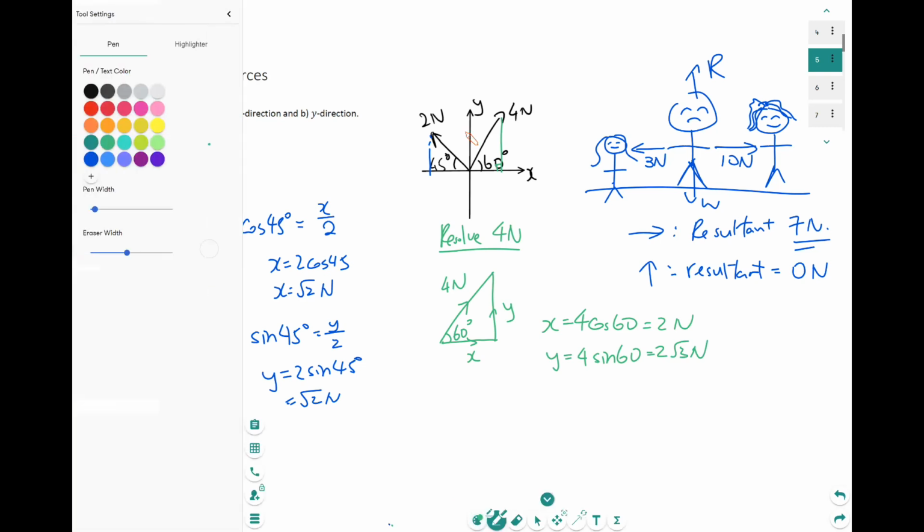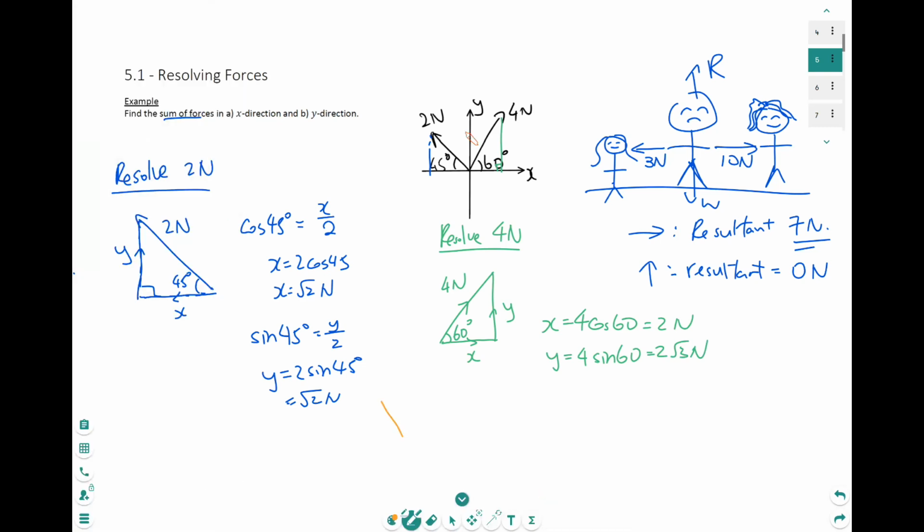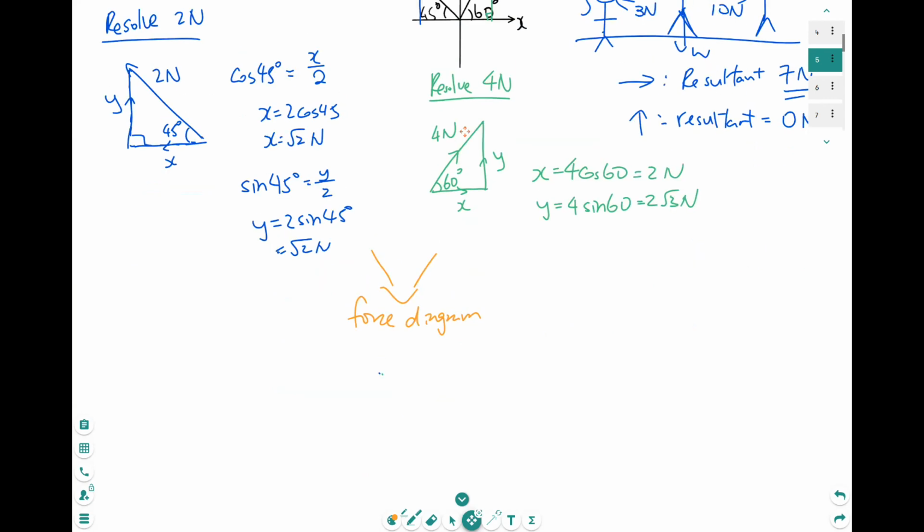Next, we can summarize them into one big force diagram, with only x and y in it. So we're not using the 2 newton and 4 newton; we're going to use the resolved versions of the 2 newton and 4 newton. So what does it look like? First of all, we've got x and y here. The 2 newton has been resolved into root 2 on the x and root 2 on the y. Root 2 on x is pointing to the left, so I'm going to put root 2 here. And y is pointing upwards, we also have root 2.